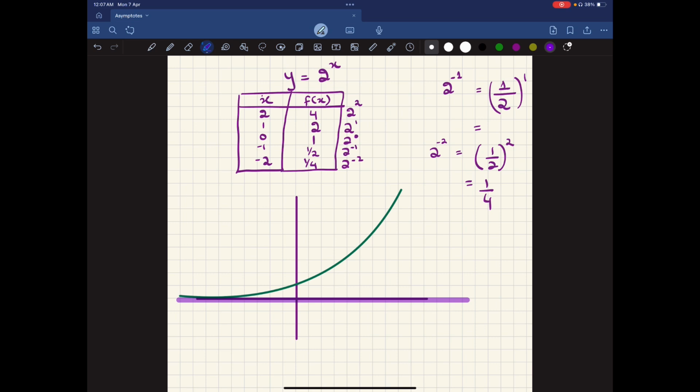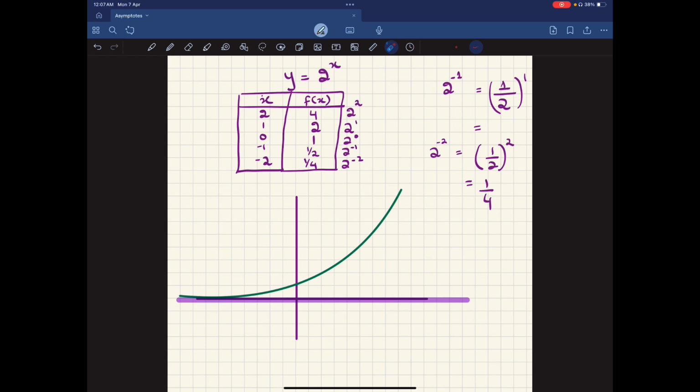Okay, I hope you understand why. So no matter how negative the value of x will become, we are going to reciprocate it and we will have a positive number. The number is going to become smaller and smaller and it will approach almost 0 but never 0.